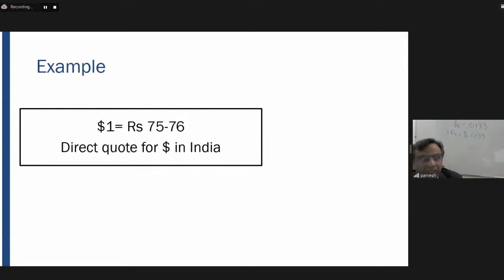So first, let's understand an example. Suppose $1 is equal to 75 rupees / 76. So we know that 75 is the bid price and 76 is the ask price. Always remember the bid price is always smaller than the ask price. So 76 is the price at which the bank is willing to sell a dollar, and 75 rupees is the price at which it would be buying the dollar from you. So this is a direct quote for dollar in India.